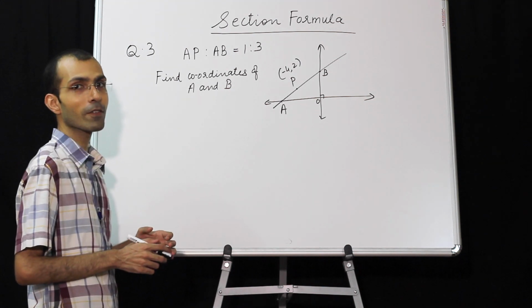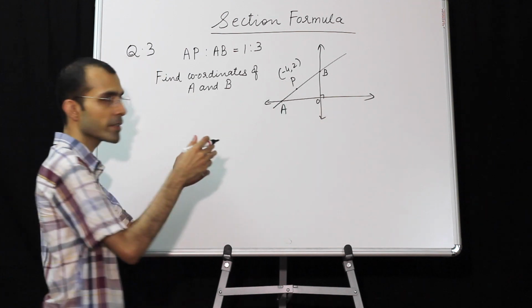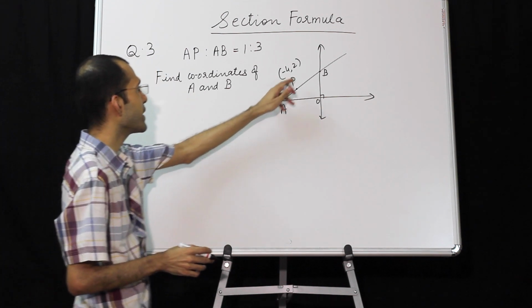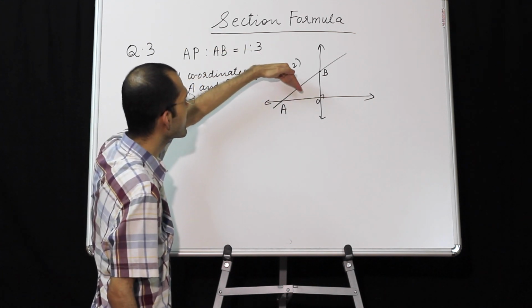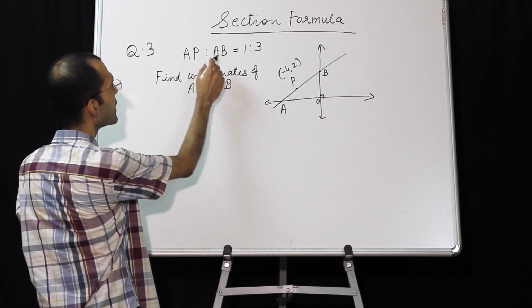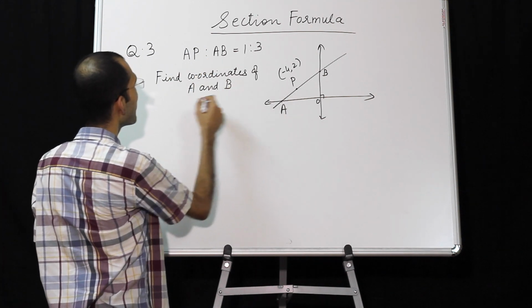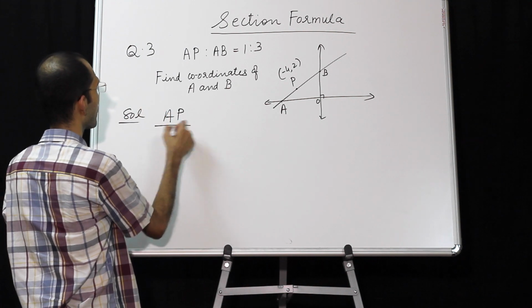So ratio is not 1 is to 3, it's not m is to n. See, P is the point of division. P divides segment AB. So we need this part PA and we need this part PB. So it is AP is to AB. Observe. Observe very carefully.